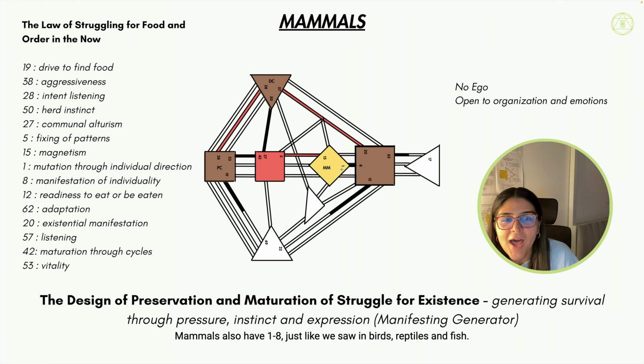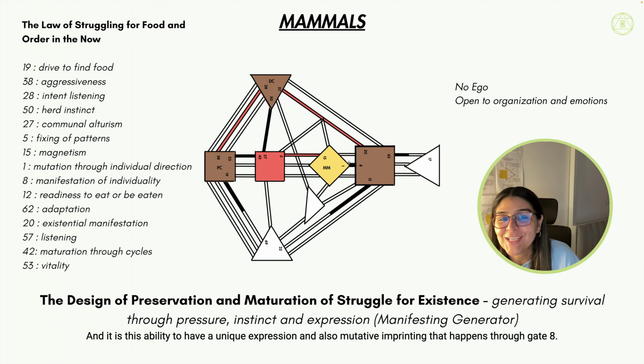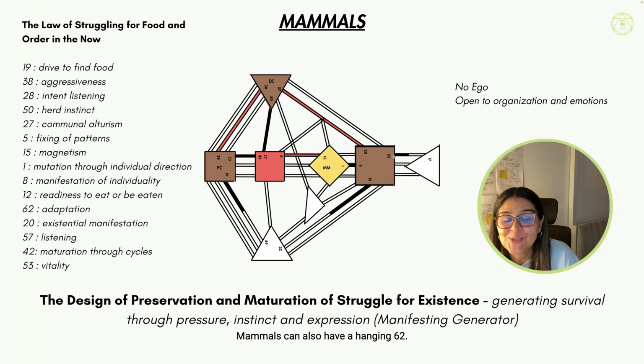Mammals also have 1/8, just like we saw in birds, reptiles, and fish. It is this ability to have a unique expression and also mutative imprinting that happens through gate 8. Mammals can also have a hanging 62.